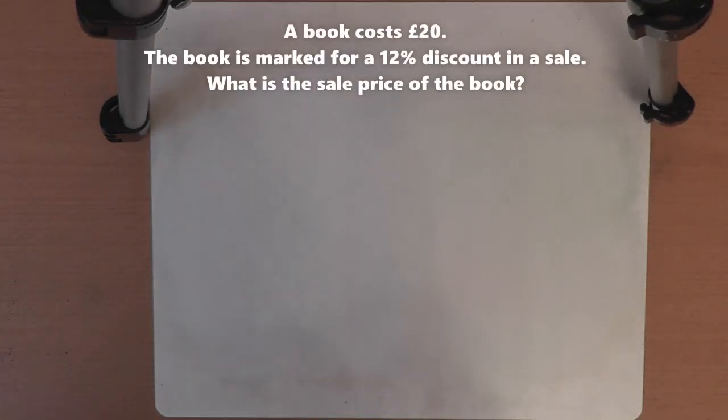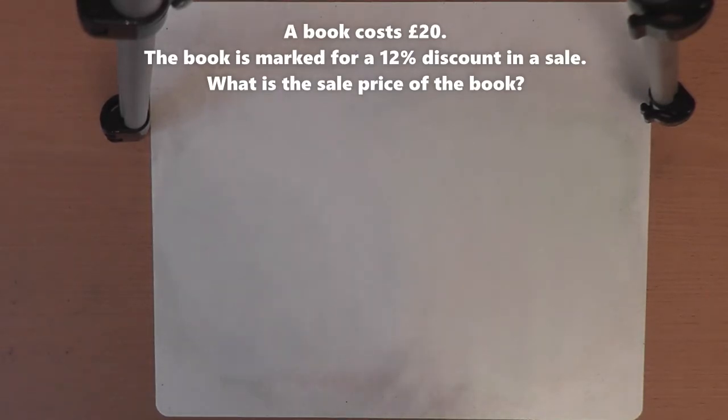A book costs £20. The book is marked for a 12% discount in a sale. What is the sale price of the book? Now this question is exactly one of those. Here is a particular amount, a percentage that you're given. You yourself have to do the percentage change. What clues are there in the question that it is one of those types? Well, you are told the original price of the book, £20, and the question asks for the sale price.